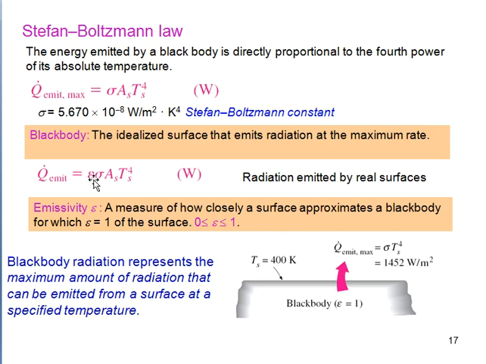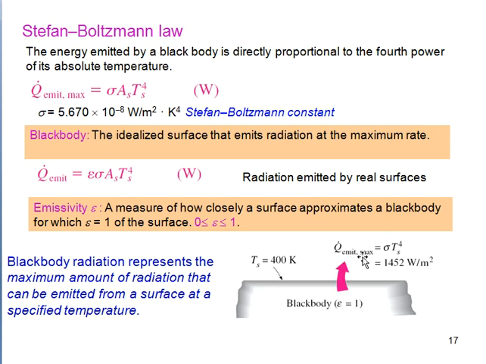Emissivity is the ratio of the emissive power of a surface to the emissive power of a black body. Black body radiation represents the maximum amount of radiation that can be emitted from a surface at a specified temperature. Then, black body emissivity is this one.